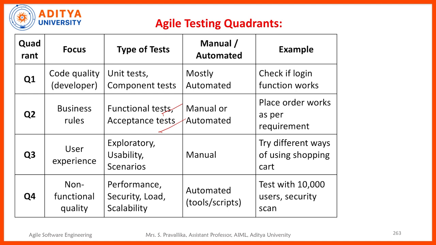Q4, non-functional quality. Here we have performance test, security test, and load and scalability test. This is an automated one. Example, test with 10,000 users and a security scan. As we are going to have performance, security, and load and scalability, we test these through automation, testing with 10,000 users and checking the security scan.